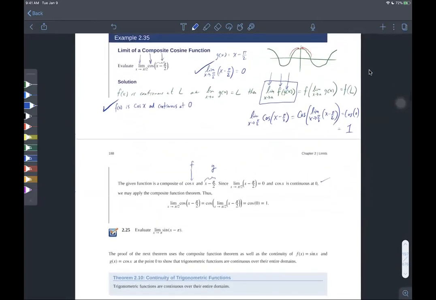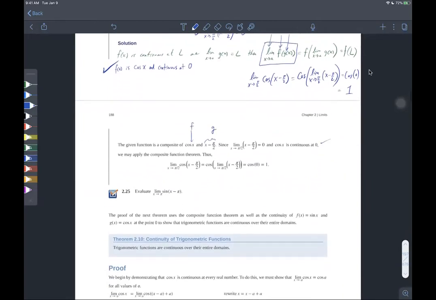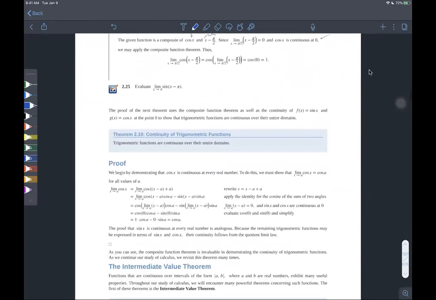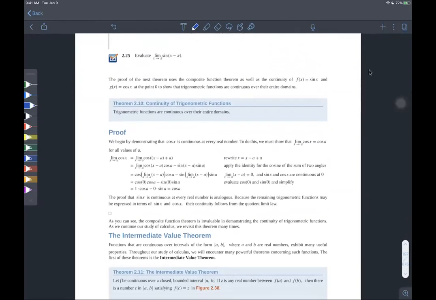Okay. The proof of the next theorem uses the composite function theorem, as well as the continuity of f of x equals sine x and g of x equals cosine x at the point 0, to show that trigonometric functions are continuous over their entire domains. So theorem 2.10, continuity of trigonometric functions. And it basically just says trigonometric functions are continuous over their entire domains.